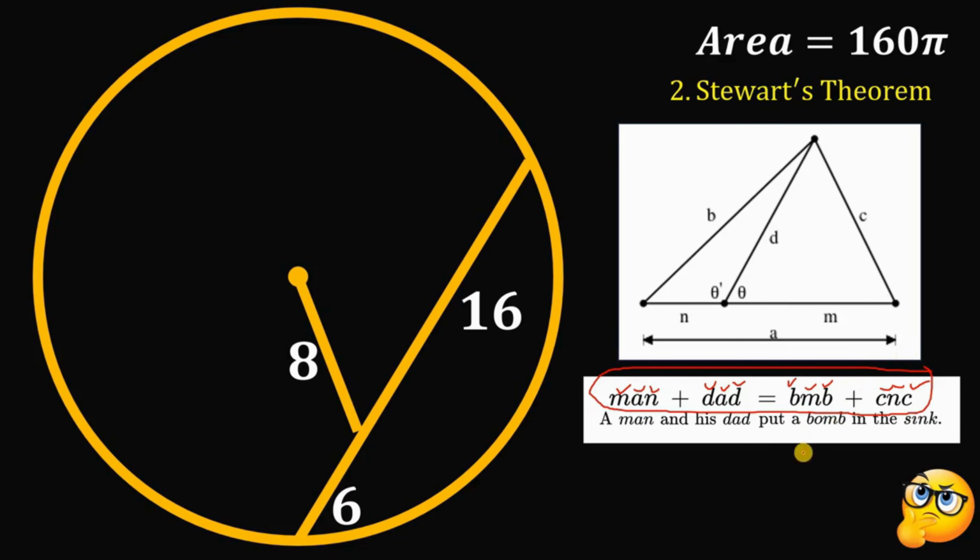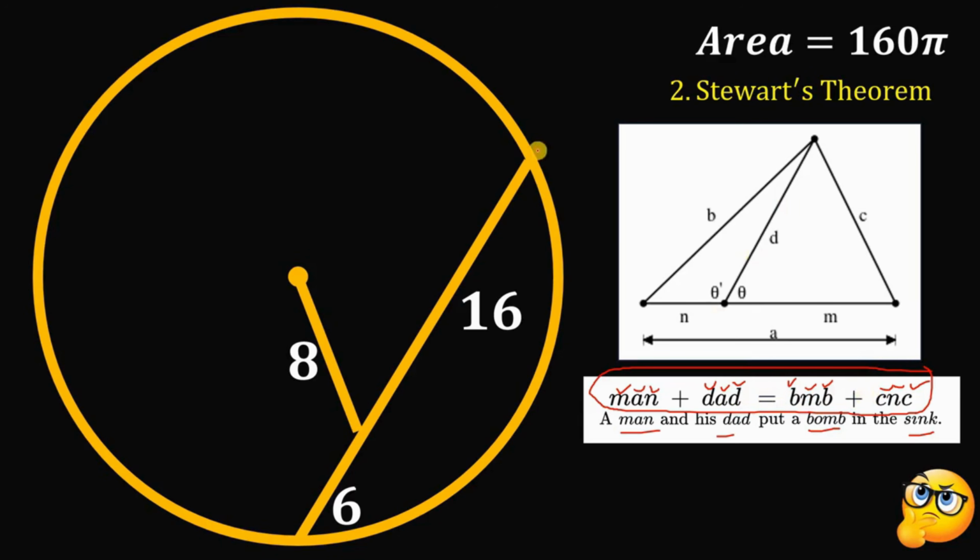So, I have a trick here to memorize this formula very quick. So, here it is. A man and his dad put a bomb in the sink. So, this tells us that if we multiply m, a, and n plus d squared times a must be equal to b squared times m plus c squared times n.